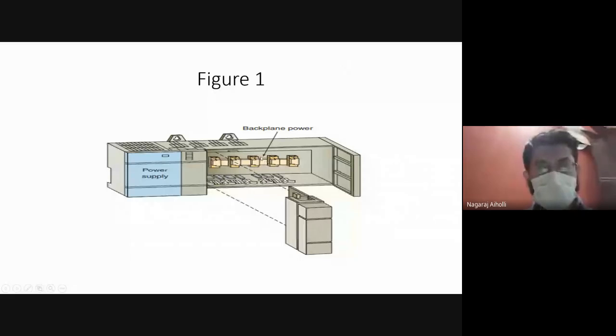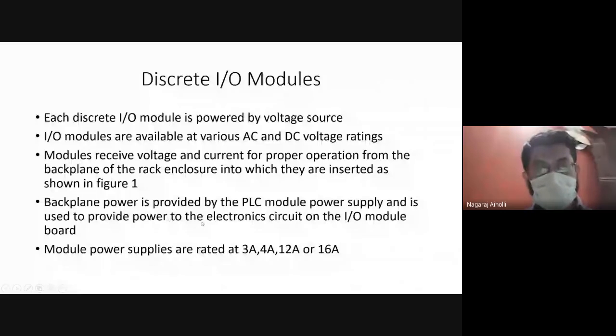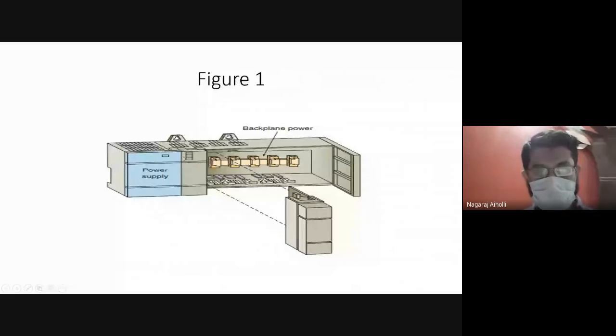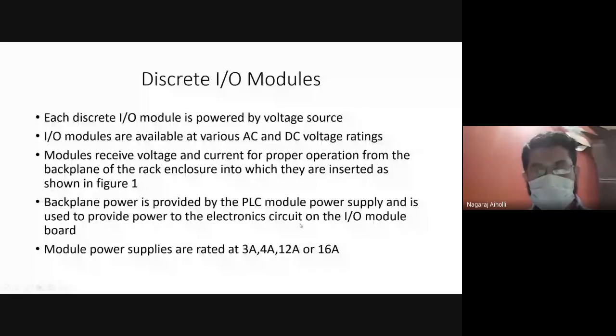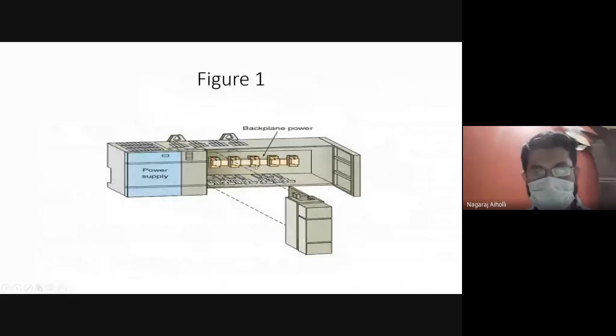Now how is this backplane power obtained? Backplane power is obtained from the PLC module power supply. So this entire thing is the PLC module, and this left portion is the power supply module of the PLC. This supplies power to this backplane or the connector slots, and from these connectors the power is sent to the modules. It's used to provide power to the electronic circuit on the IO module board. So from these backplane connectors, the power is sent to the electronic circuit on the input output modules.